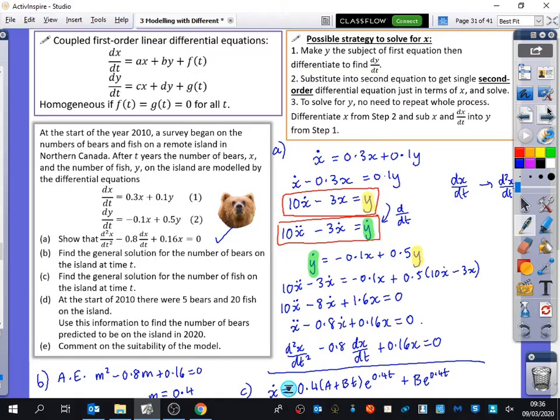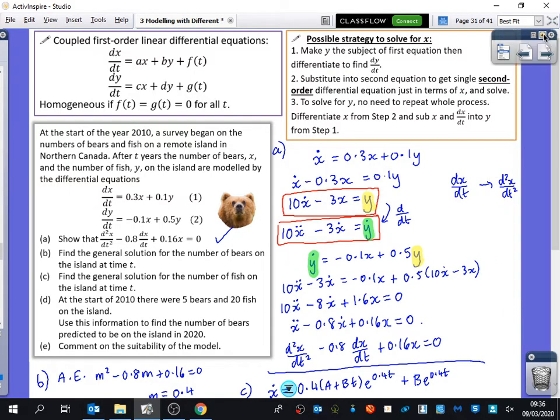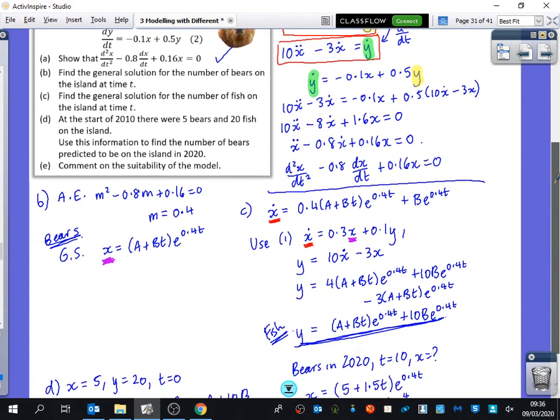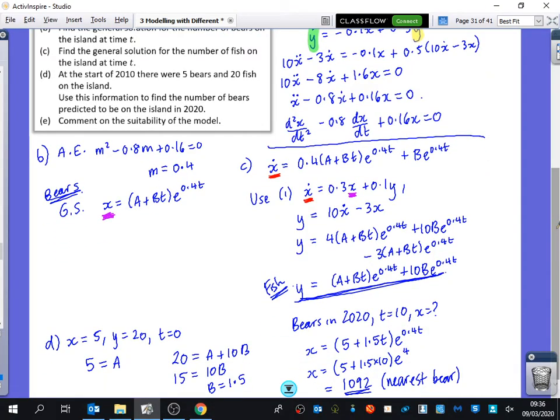So part E of the question says, comment on the suitability of the model. So let's just have a think for a second. This is what the population of the fish is. This is what the population of the bears is. Now, when you talk about model suitability, what can we often think about doing with the value for t, or the variable t? What can we do with that? Make it really big, because we want to find out how well this model is going to last for a long period of time. What can you tell me about this if t becomes large?